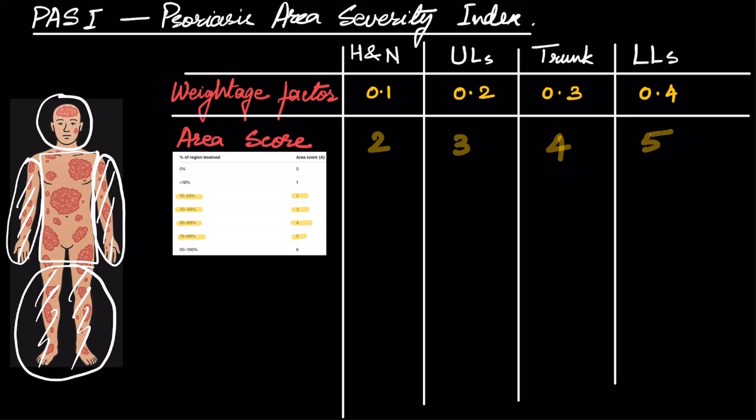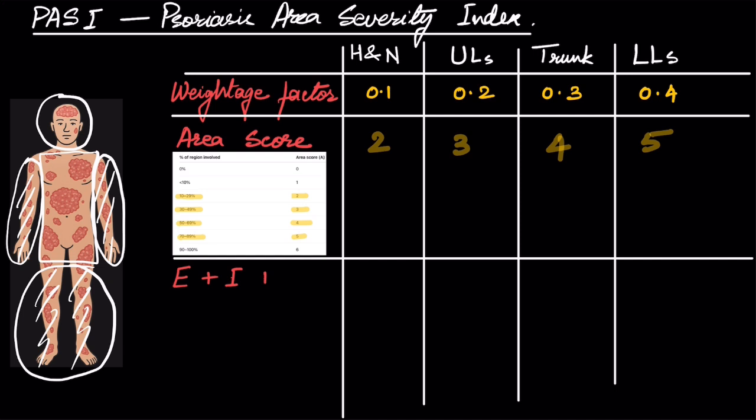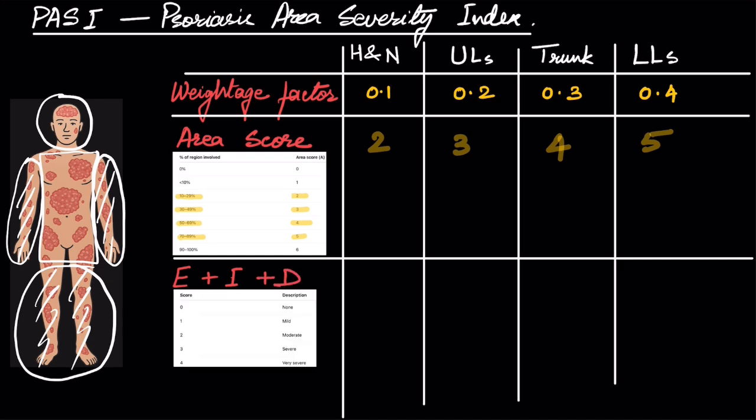Now the plaques of psoriasis in each of these 4 regions are assessed for 3 things: erythema, induration and desquamation. These are the characteristics of psoriasis plaques. So these 3 things are assessed. A simple way to remember it is the festival Eid. E plus I plus D. Erythema, induration and desquamation.